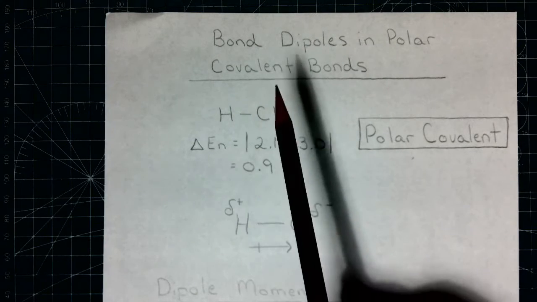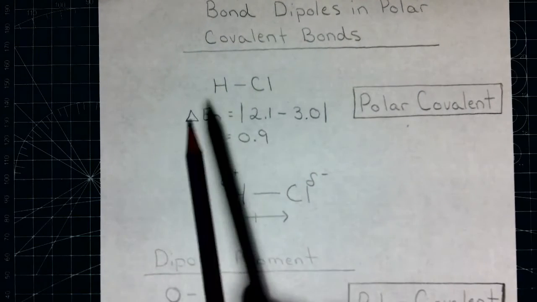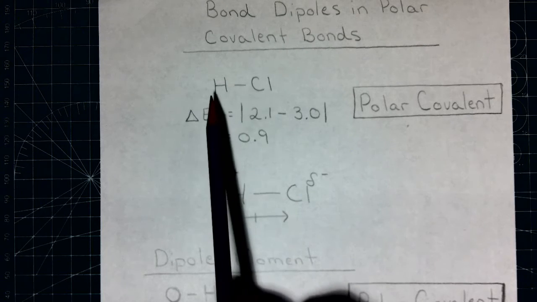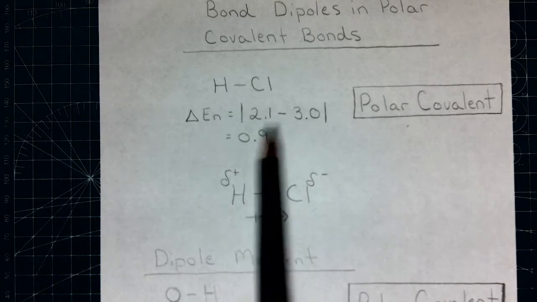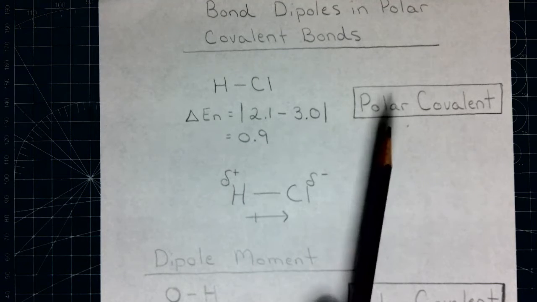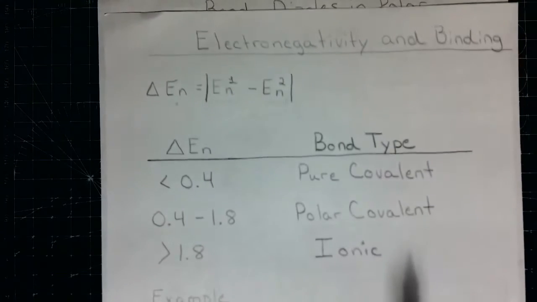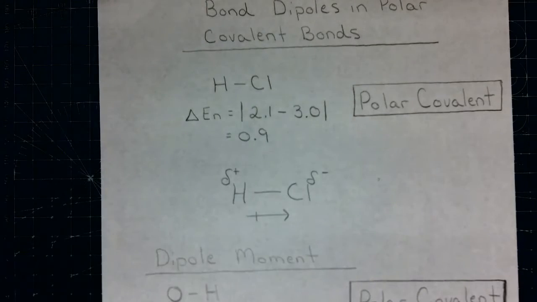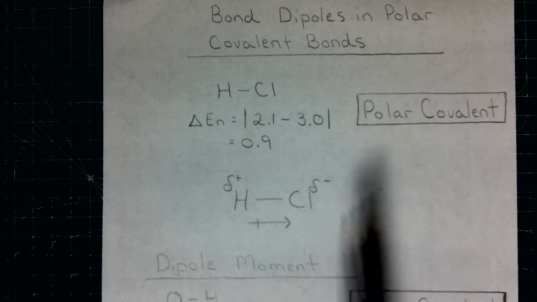Now I'd like to look at the case of polar covalent bonds. So if we look at a molecule like HCl, hydrochloric acid, we have hydrogen and chlorine. We can calculate the difference in their electronegativity, and we get a value of 0.9. And that's going to fall between 0.4 and 1.8. And so that's going to be a polar covalent bond.